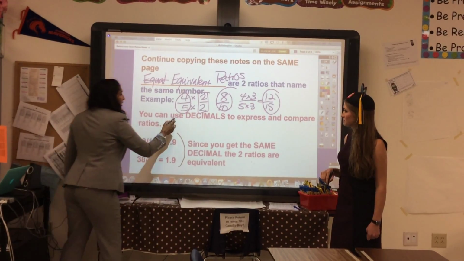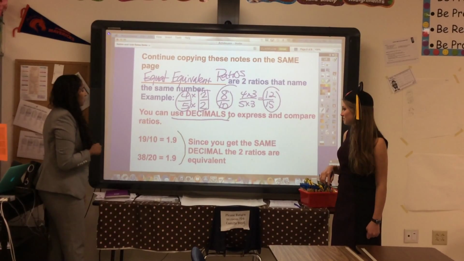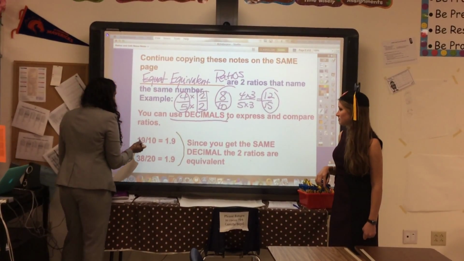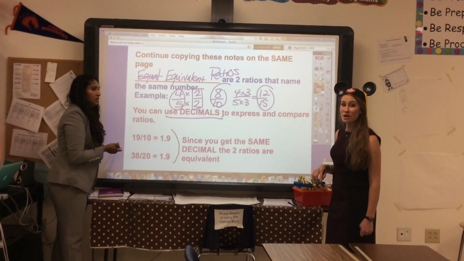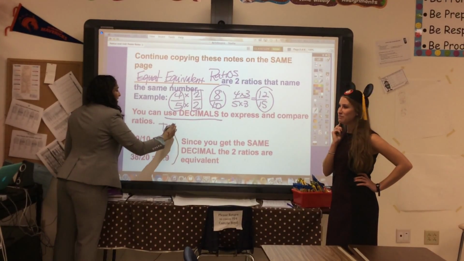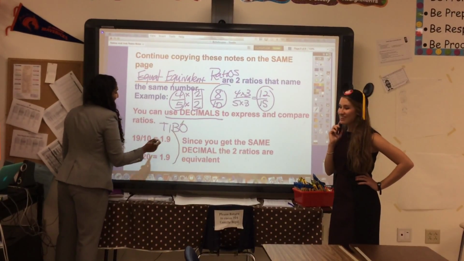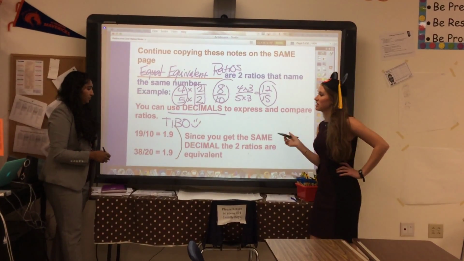Now, as Miss Esther pointed out, you can use decimals to express and compare ratios. So for example, 19 divided by 10. What was that strategy you just named? TiVo. What does that mean? Well, that is my favorite football player, Tim Tebow. But also, it means that you put the top inside the fraction and the bottom outside.